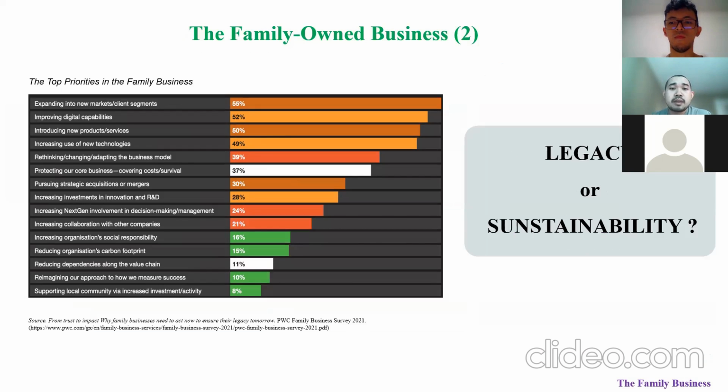So for family-owned business, right now, the source we have is PwC, which did a report in 2021. The top priority in family business right now is new market client segments. They are also improving digital capability, and new products and new technology. However, we see that in supporting the local community, the increased investment is very, very small.